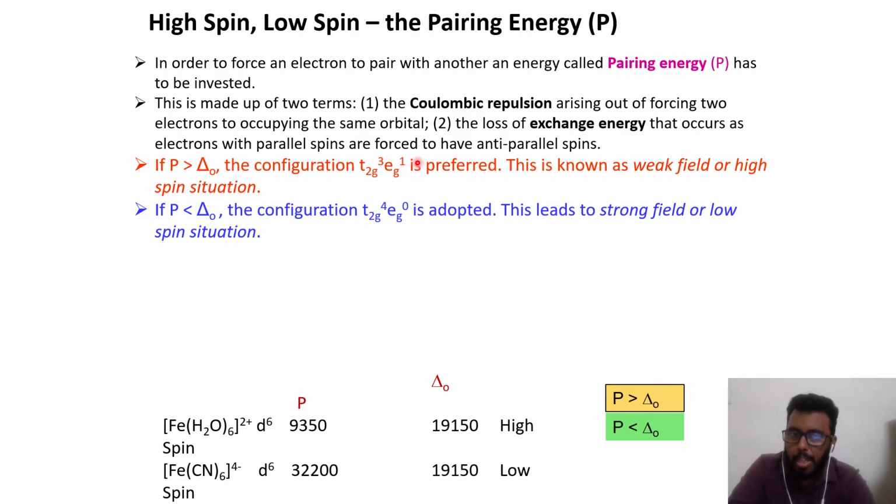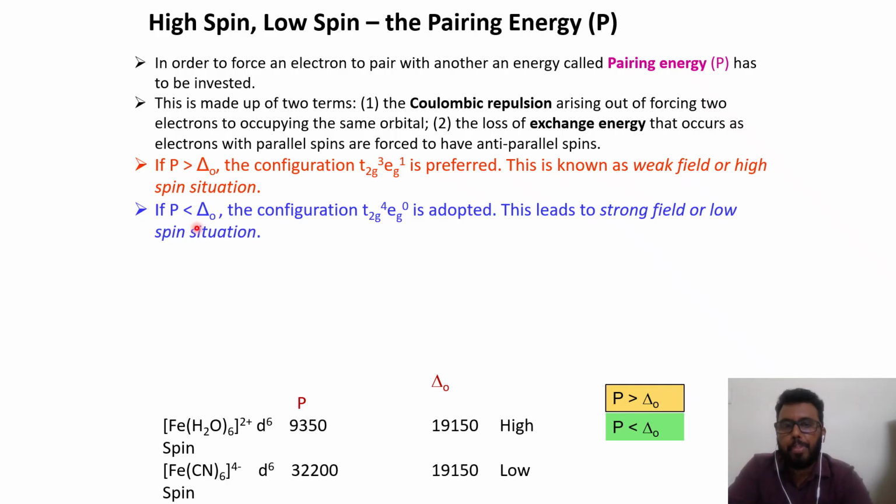What will be the expected outcome? Since pairing is not happening and a higher pairing energy is required for pairing to happen, all four electrons will be unpaired. So this is a high spin complex situation and highly magnetic. You remember that one. This is known as the weak field or high spin situation. That's what I told. And then if the pairing energy is small, only a small energy is required.